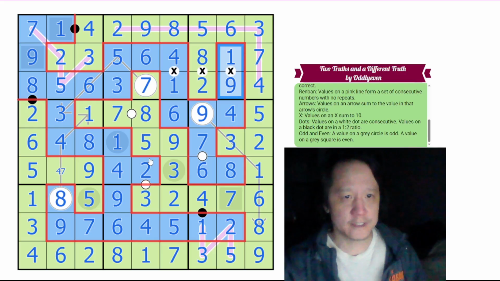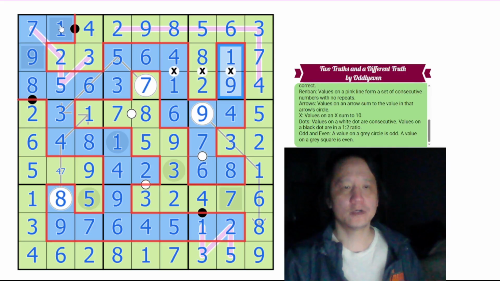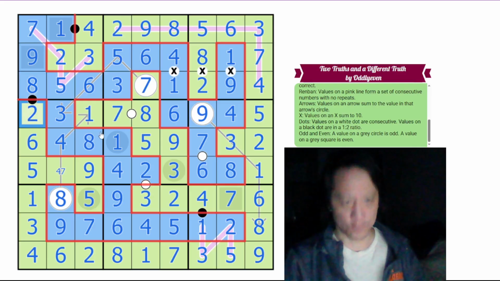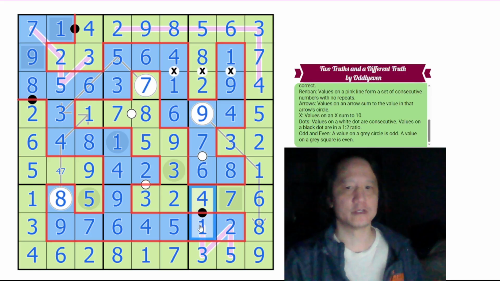Okay, dots. 1 to 2 ratio. When blue is doubled, this is 2 to 4, which is a 1 to 2 ratio. 16 to 2, which is not a 1 to 2 ratio. And 2 to 4, which is a 1 to 2 ratio. When blue is not doubled, 1 to 8, which is not a 1 to 2 ratio, 8 to 4, which is a 1 to 2 ratio, 1 to 8 again, which is not a 1 to 2 ratio.